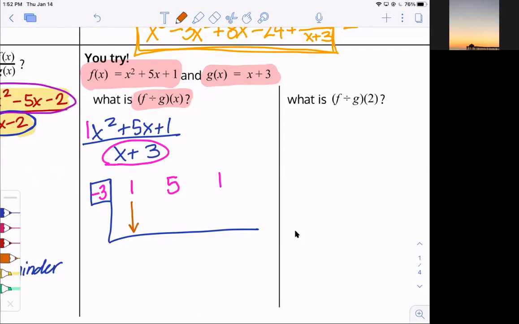Miss, I have a quick question. How do you determine when you have to add or subtract when you get the number when you multiply? Yeah, I know what you mean. If it's a negative, you're subtracting. If it's a positive, you're adding. Okay, thank you. No problem.